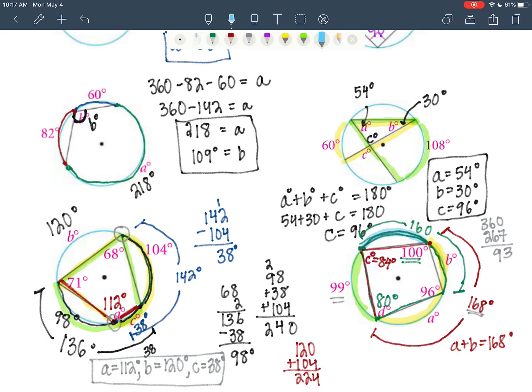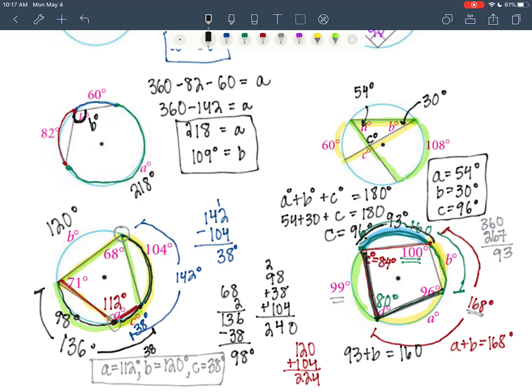So this arc that I don't really need to know, that's not got a label attached to it, is 93 degrees. So this arc is 93 degrees. Now 93 plus B is equal to, look at this, that 160.